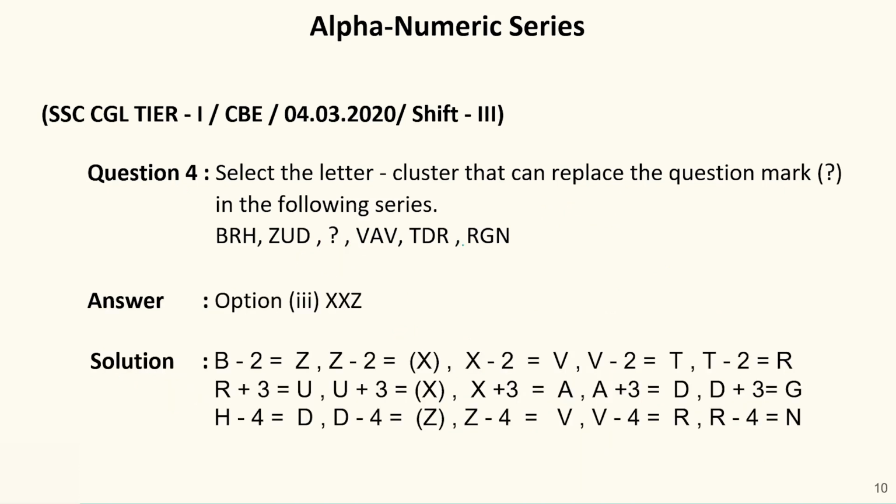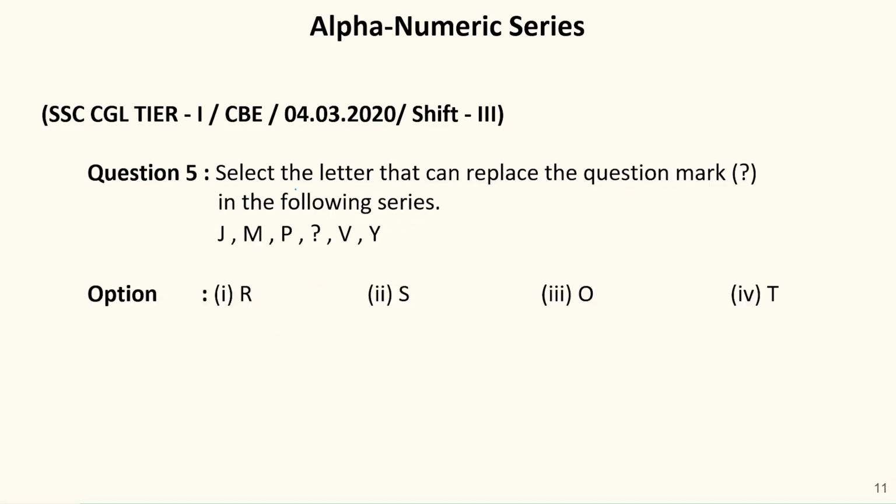Okay. Here you can see we have treated them as 3 different series. For the first series, we are going 2 steps back. For the second series, we are going 3 steps forward. And then for the third series, we are going 4 steps back, 4 positions back. Now this one looks like an easy series, right?